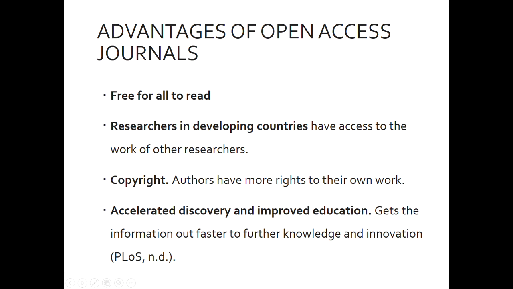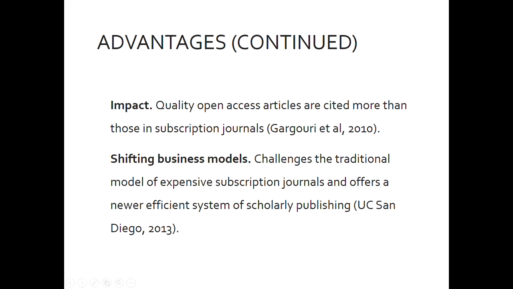Alright, so here are some advantages of open access journals. And some of this I've kind of gone over already. One thing I want to add, and we're going to talk about this in another video, is that if something is published in an open access journal, it actually usually gets more citations than in a subscription journal, and that's because more people can access it. And there is a shifting business model where more businesses and more authors are preferring to publish in open access.